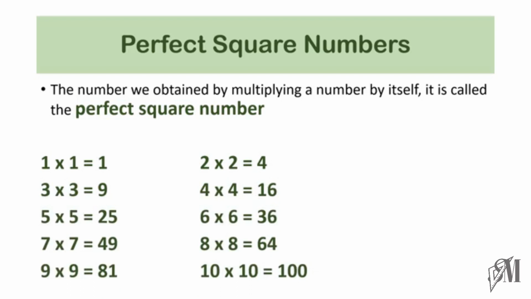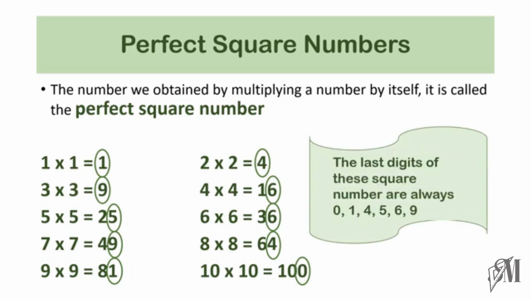The important thing in this case is you should have an idea about the last digit of these square numbers. Look at these last digits. If you go through carefully, the last digit of perfect square numbers will always be 0, 1, 4, 5, 6 or 9. Remember, 2, 3, 7 and 8 will never come as the last digit of a perfect square number. So that is for your extra knowledge. Moving on to the next part.